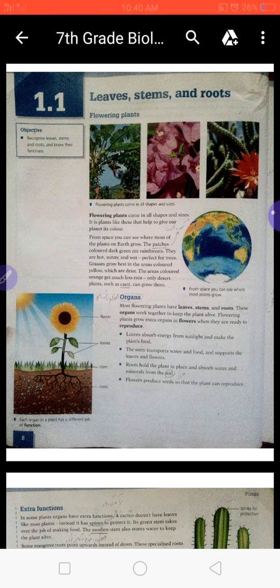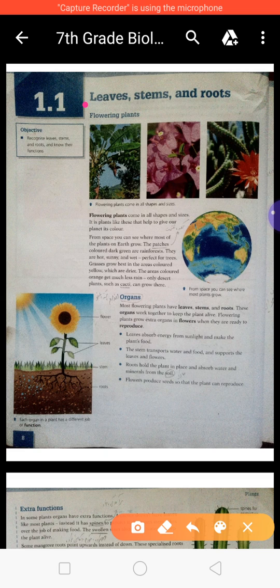Today we are going to talk about the main parts of a flowering plant, like the leaves, the stems and the roots, and we will also discuss the main functions of these parts. Okay, let's jump on to it. Let's talk about the flowering plants.